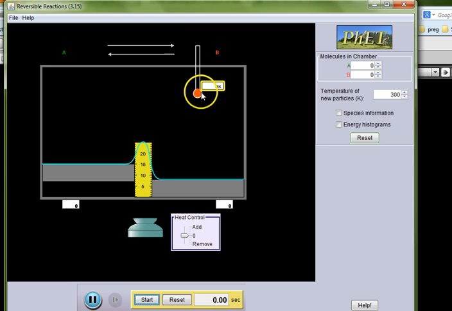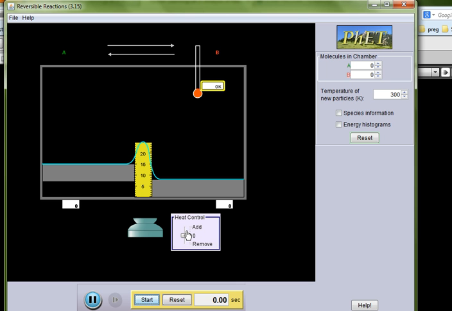Here you can see the temperature. The reaction is very simple: conversion of A to B and conversion of B to A. That would be the reverse reaction. You can also control the heat if you want, increase or decrease. But we won't be doing that much, because we're going to keep the temperature constant, and at that constant temperature we will see what happens to the reaction.